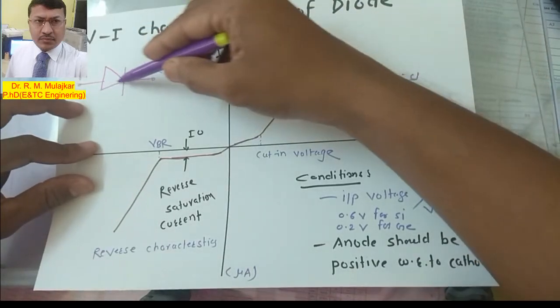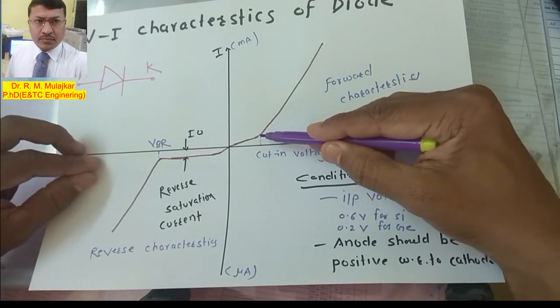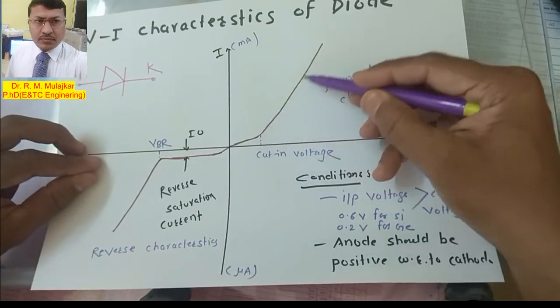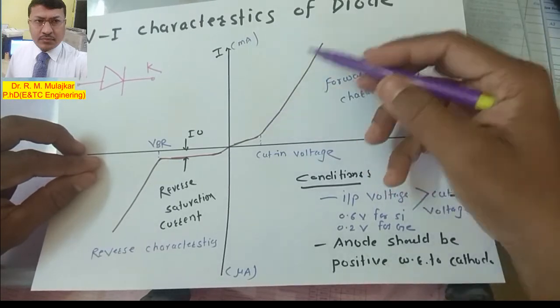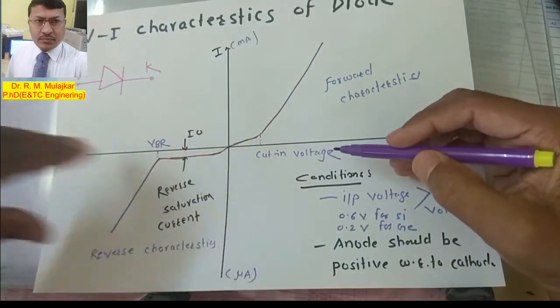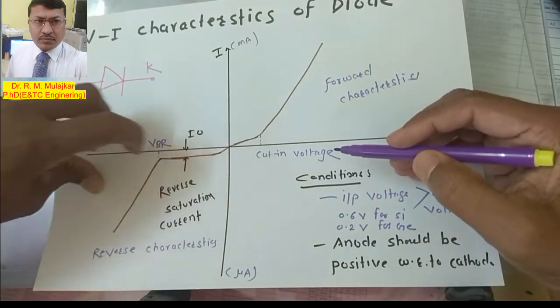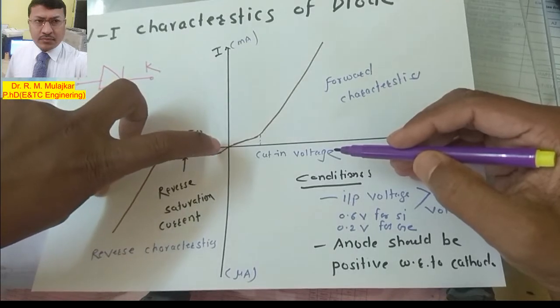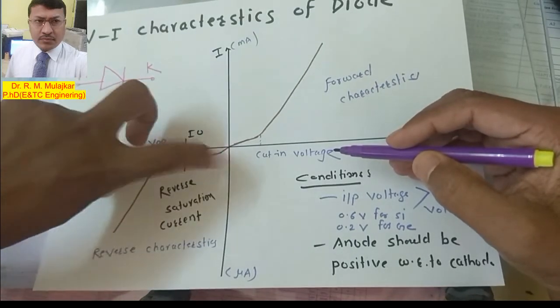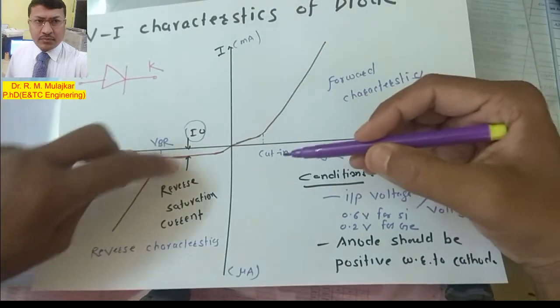So current starts to flow through the diode. When the input voltage is greater than the cut-in voltage, current starts to flow through the diode from anode to cathode. Now in reverse bias, when the temperature is kept constant, even if I increase the reverse voltage, the current does not increase. That current is called the reverse saturation current, this I0 current.